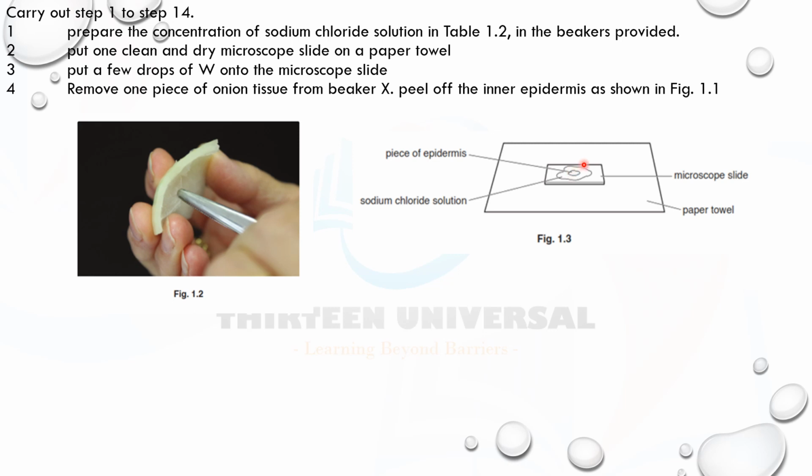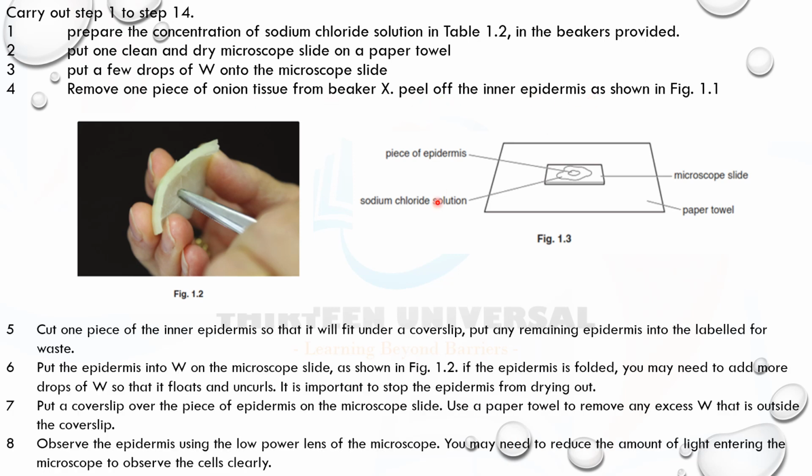Cover it there, and then put the cover slip on it, because we're following the instruction. Put a few drops of W, and then remove one piece of onion, peel off. All right, what's the next thing? Cut off a piece of the inner epidermis so that it will fit under the cover slip.